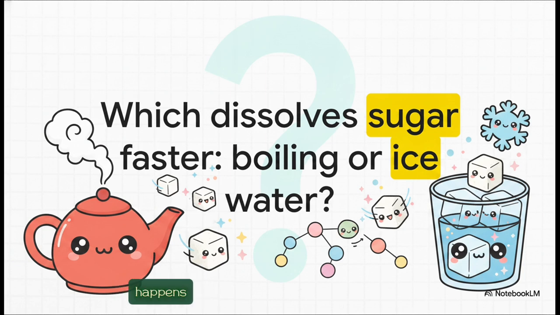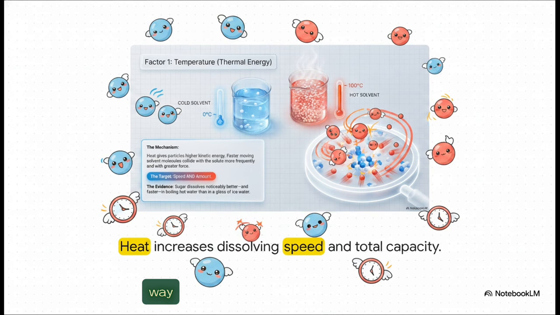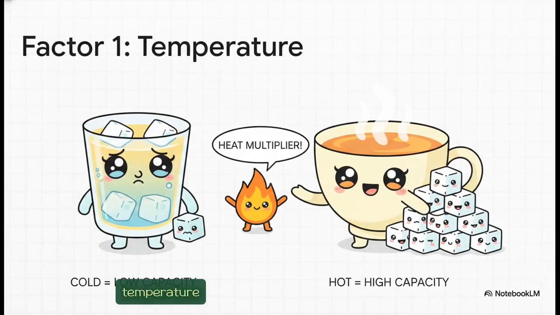why that happens. If we zoom way in to the microscopic level, we can see that heat gives particles higher kinetic energy. When you heat up a solvent, those molecules start moving wildly. These faster-moving solvent molecules collide with the solid solute much more frequently and with significantly greater force. They are literally physically knocking the solid apart faster. So factor 1 is temperature.